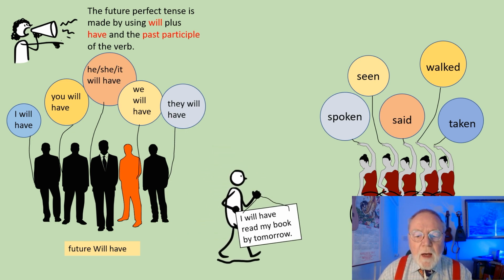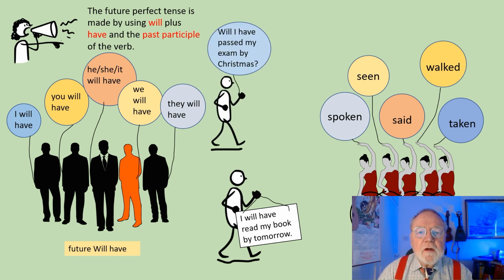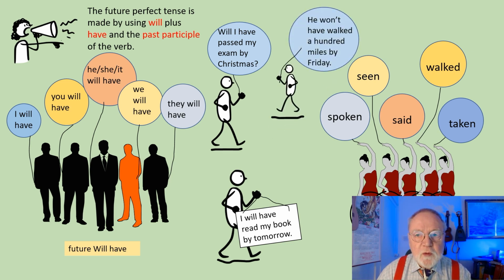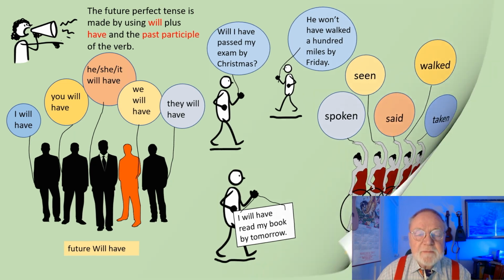He says, I will have read my book by tomorrow. And we'll talk a little bit more about the by in a moment. For the question form, you reverse the subject and the verb. Will I have passed my exam by Christmas? And for the negative form, we put won't before the have, won't or will not. He won't have walked 100 miles by Friday.